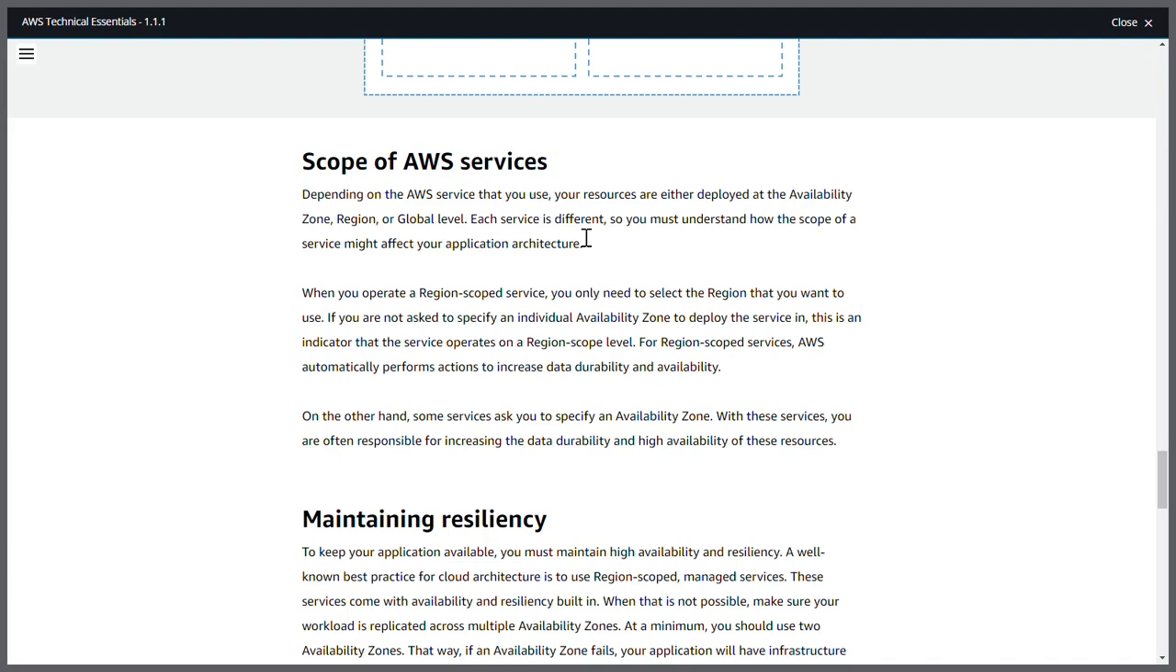EC2 is one of them. Then we have S3 for storage. We have EBS, Elastic Block Store, that is also part of EC2, and several others. So when you operate a region scoped service, you only need to select the region that you want to use. That means there are applications or websites which are not accessed from any other geographic location than the one you have already deployed the application in. Then you're only operating a region scoped service, and you only need to select the region that you want to use. You don't need any other AZ or any other region. So this is what this paragraph is saying.